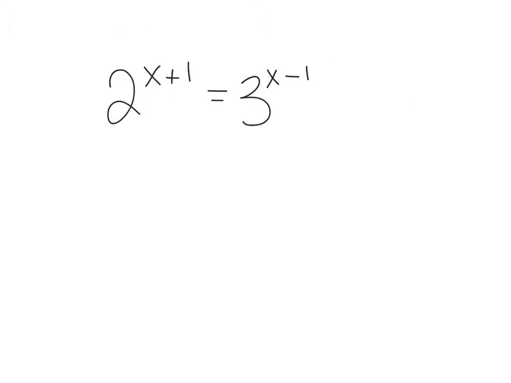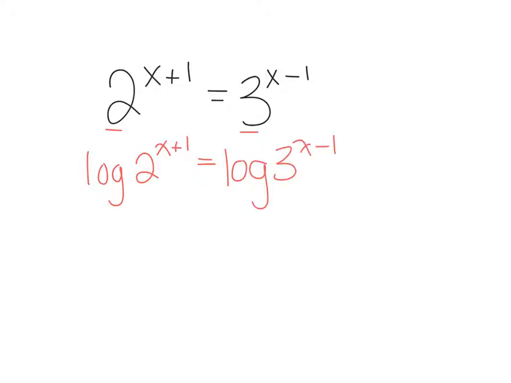2 to the x plus 1 equals 3 to the x minus 1. So this one, I don't see an obvious way to make the two bases the same. So I'm going to take the log of both sides. So I'm going to take the log of 2 to the power of x plus 1 equals log 3 to the power of x minus 1.